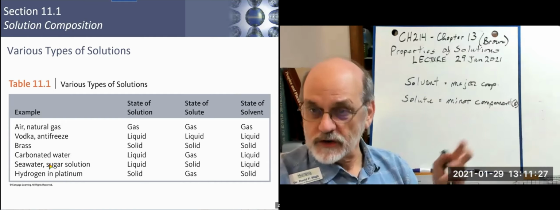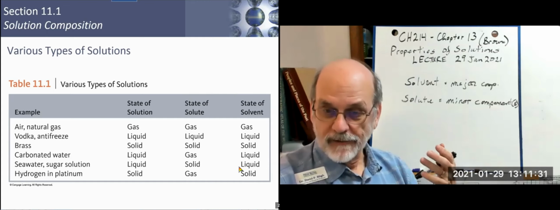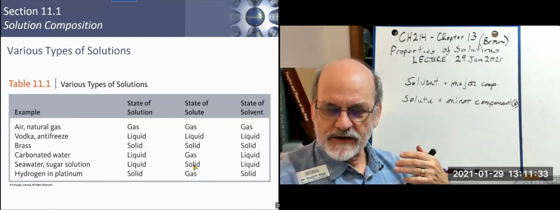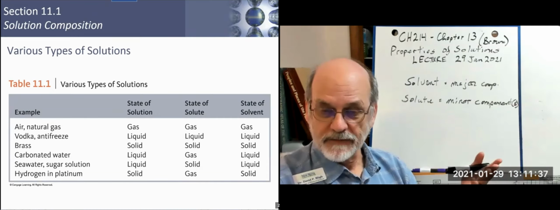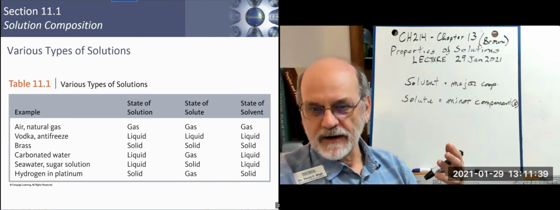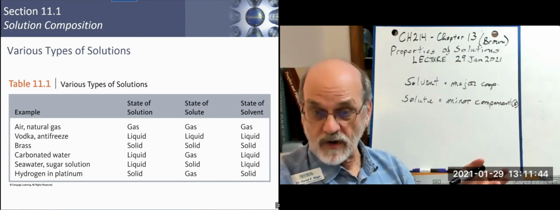Seawater or sugar solutions. These are examples where you start off with a liquid, in this case water, and the solute then is, in the case of seawater, is some salt or combination of salts, primarily sodium chloride, but you have calcium and magnesium chlorides in there and some potassium chloride.